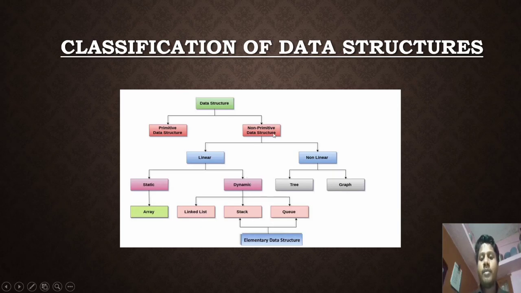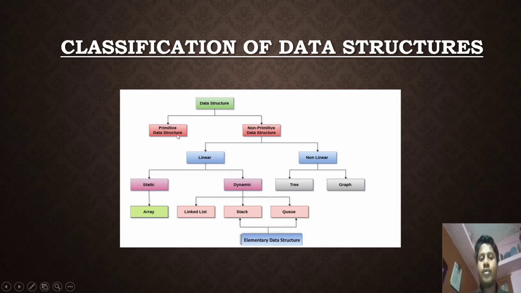Non-primitive data structures are also classified into non-linear. In non-linear we have trees and graphs. We have already discussed arrays. In the upcoming lessons we will be discussing stack, queue, linked list, trees and graphs. Clear with this? So we understood what is meant by data structure.